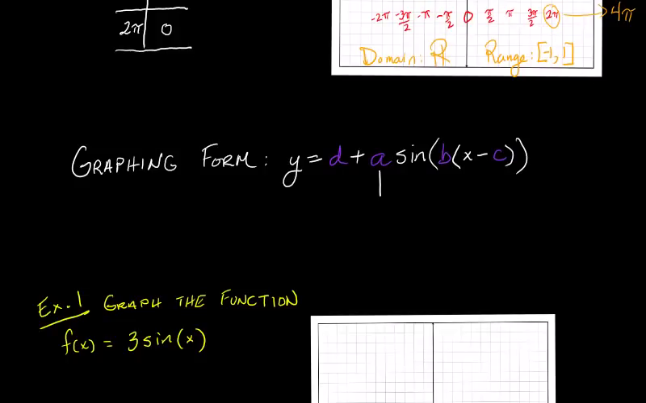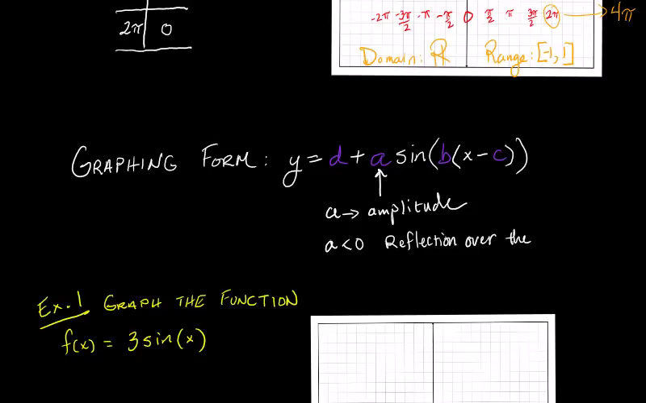So what am I going to look at in this video? I'm going to look at this guy right here. A changes the amplitude. So if A is 1, then the amplitude is 1. If A is 2, then the amplitude's 2. If A is 3, the amplitude's 3. There's a direct correlation to whatever A is, that's going to be the amplitude. That's how high the graph will go up and how low the graph will go down from the middle. The next thing is that if A is negative, less than 0, then it is a reflection over the x-axis.